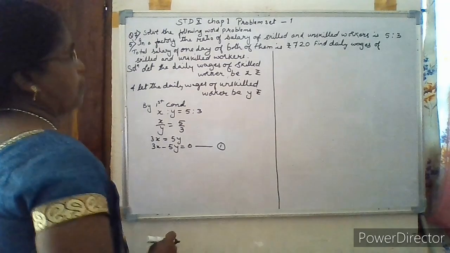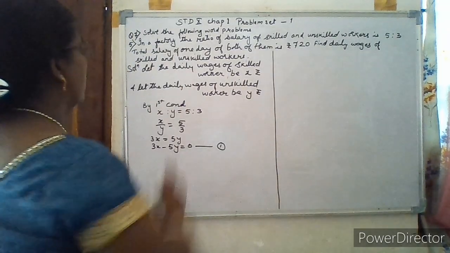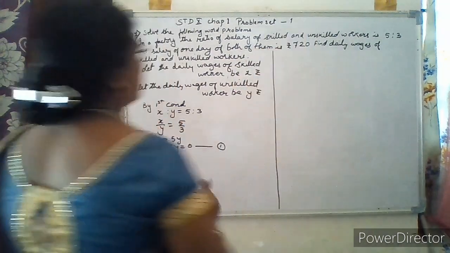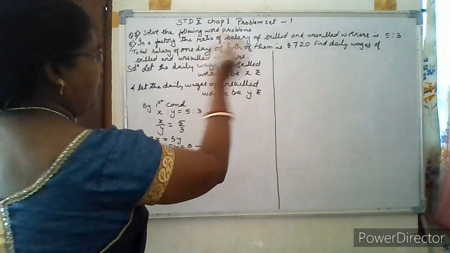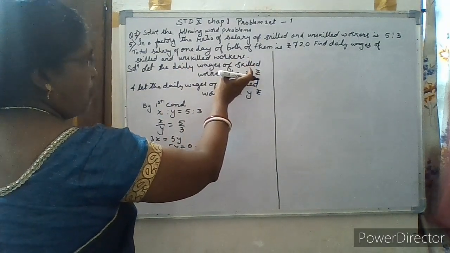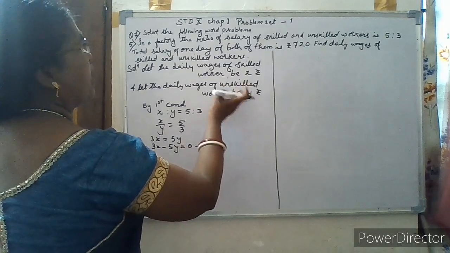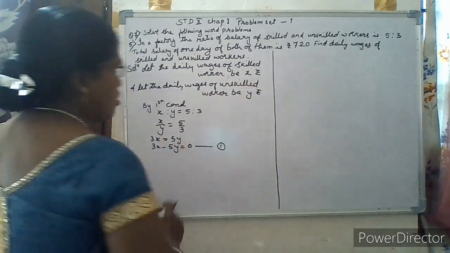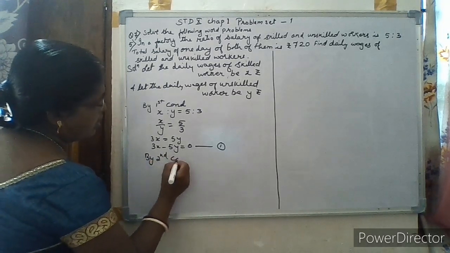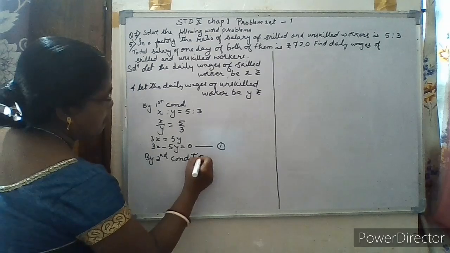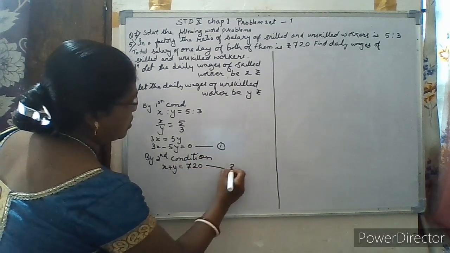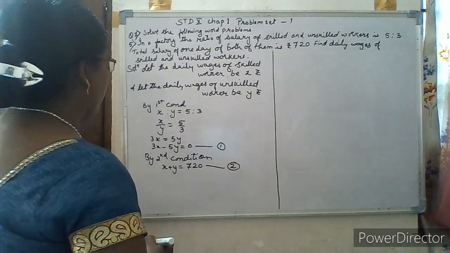Now we have got equation 1. Go to the second condition. The total salary of one day of both of them is 720. So x plus y, one day. This is the wage of a skilled worker, one day's salary, and this is one day's salary of the unskilled worker. So by the second condition, x plus y is equal to 720. This is equation 2.